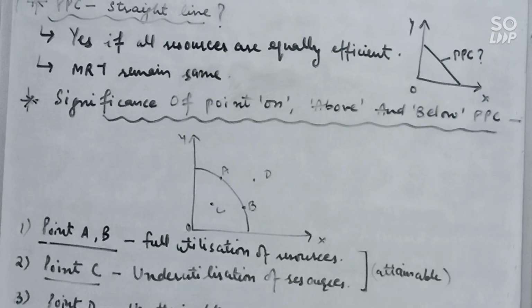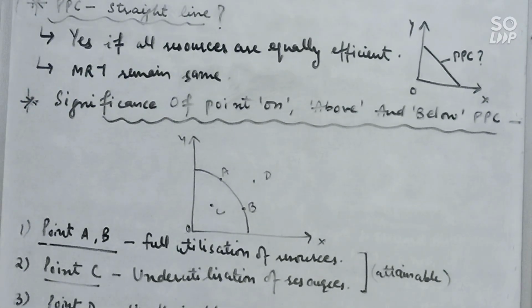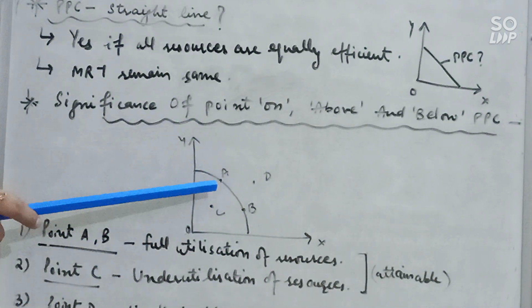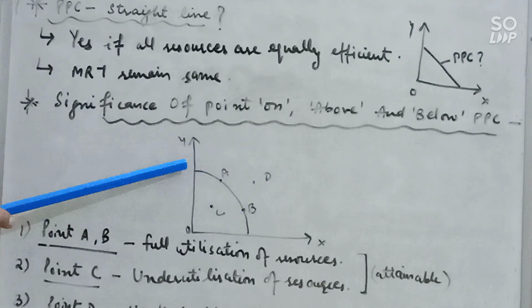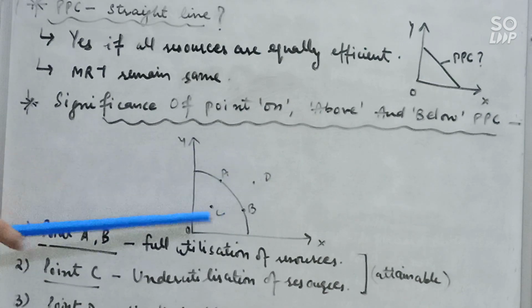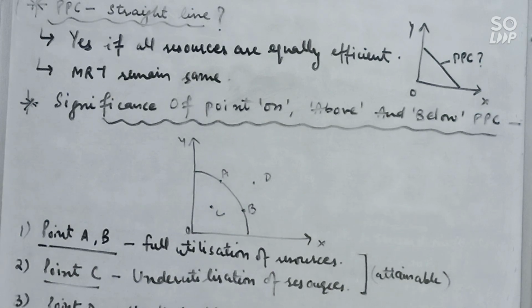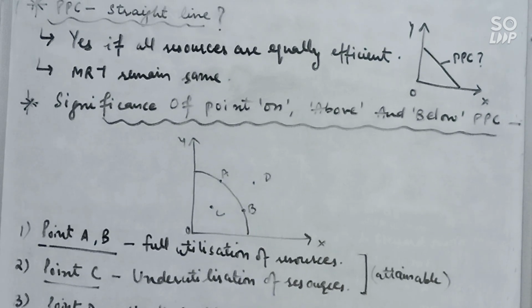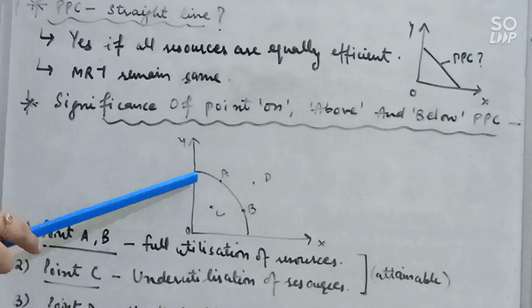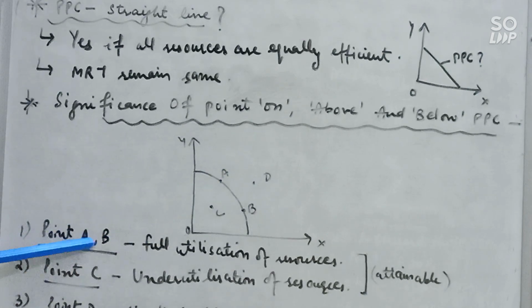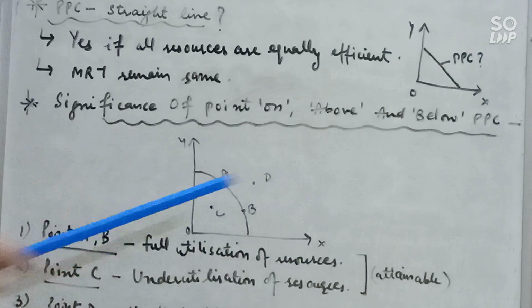Done. Next is the significance of points on, above and below PPC. So we have this curve, this is a PPC curve, and we can see different points A, B, C, D. A and B are on PPC. These 2 points are on PPC. C is below the PPC and D is above the PPC. Now what do these points indicate? A and B, we have discussed that PPC shows different combinations of 2 goods and all the resources are fully utilized. So if any point is on PPC, it shows the full utilization of resources. So points A and B indicate full utilization of the resources.